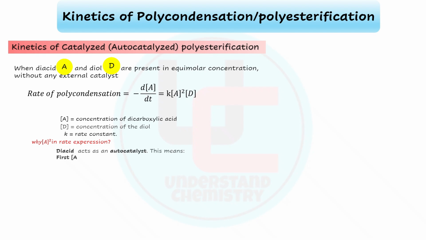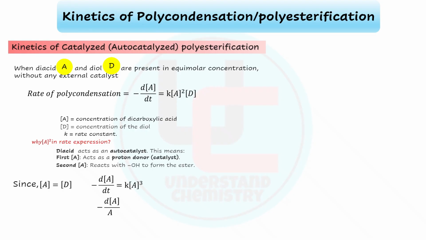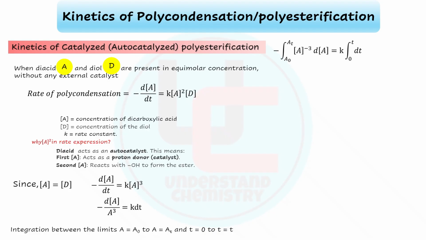The second A reacts with hydroxyl group to form the ester. Here it is acting as monomer. When the concentration of A and D are equal, the rate law simplifies to k[A]^3. To obtain the concentration profile over time, we apply a definite integral from concentration A naught to At and time t0 to t. We get 2kt equals 1 over At squared minus 1 over A naught squared.